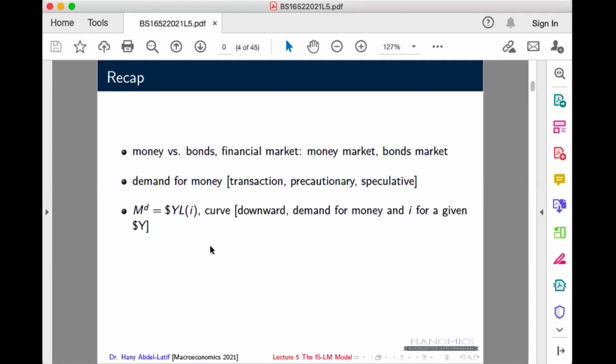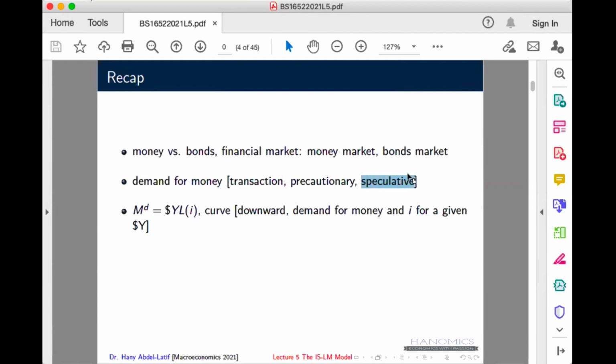The first one depends on income mainly. Higher income means higher demand for money for transactions. So I'm talking about the first factor that determines demand for money. And the other two factors depend on the interest rate. Precautionary demand and speculative demand for money depend on the interest rate, and the relationship is negative between the interest rate and demand for money for these reasons.